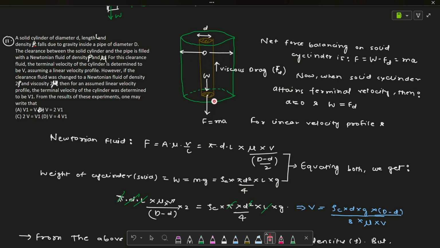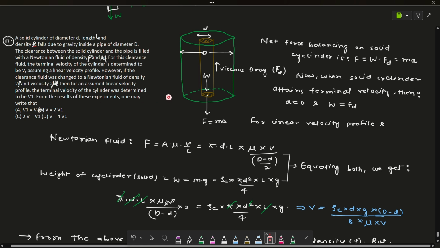Some weight of this solid cylinder will be there for sure, and let's suppose an acceleration is given. Viscous force will act in the upward direction, because the fluid is filled between the solid cylinder and the cavity cylinder. The gap between both of them is filled with fluid. It's given that the clearance is filled with a Newtonian fluid of density rho and viscosity mu. For this clearance, the terminal velocity is determined to be v, and we have to assume a linear velocity profile.